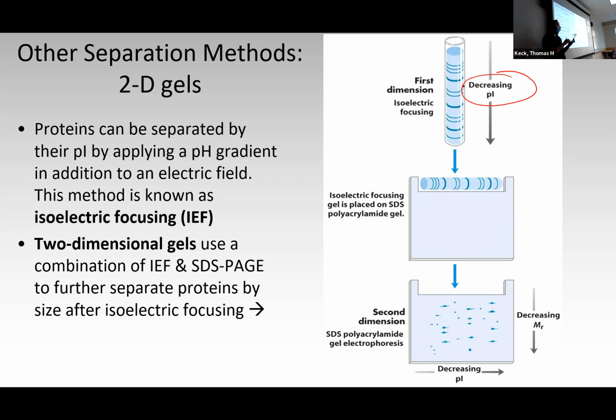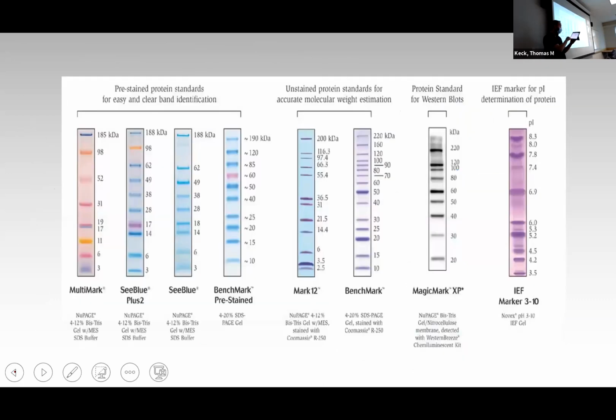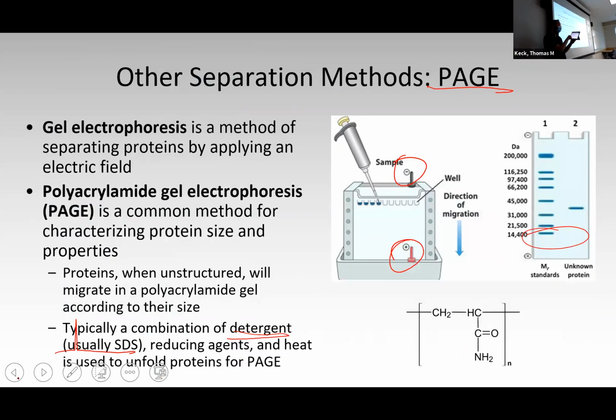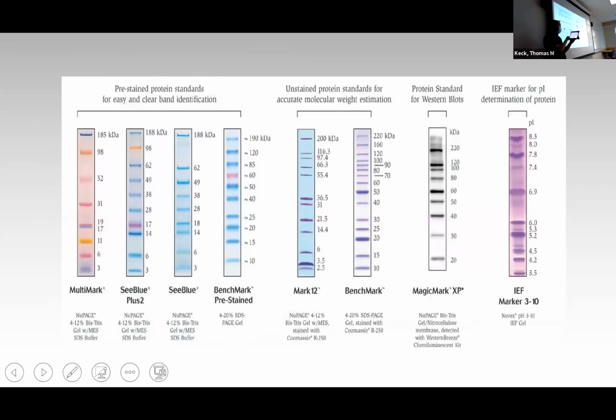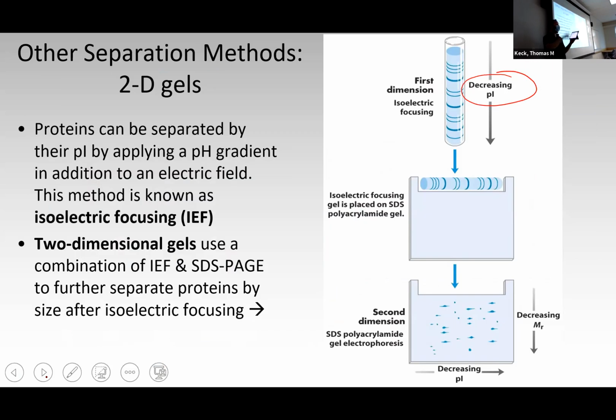You can take this column that you've made and plop it on top of a gel, just like we saw. Instead of loading samples into the top of a gel like this, you put the whole column on top of the gel, and then you run it just like you would before. And so it will separate now by size.